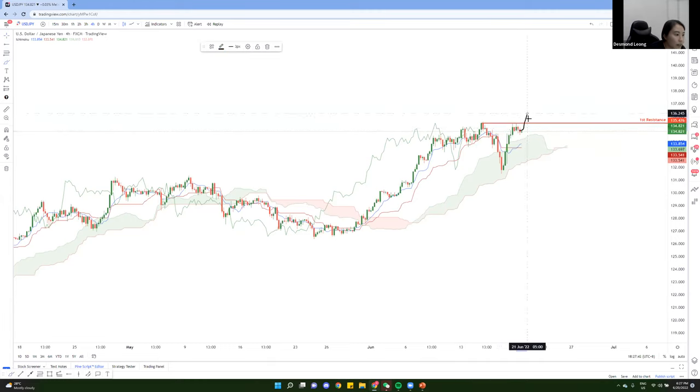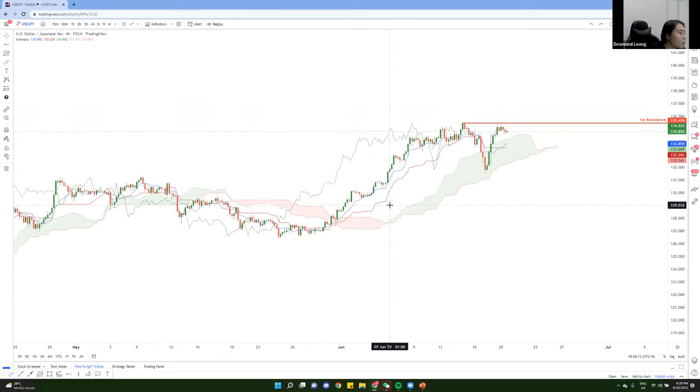So if price breaks here, we now have three reasons to believe that price is bullish. Number one is because price is above the Ichimoku cloud. Number two is because the conversion line is above the baseline. And number three, it's because price broke the horizontal level, which is confirming or supporting our argument of the buy. Okay? Are we good? So that's three reasons.